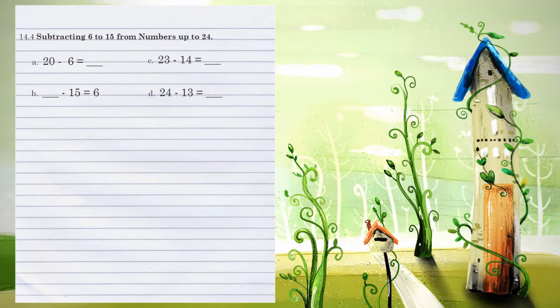Unit 14.4, subtracting 6 to 15 from numbers up to 24. Example A, we have 20 minus 6. Let's look at the ones position. You can't take 6 away from 0. Can't take 6 away from nothing.